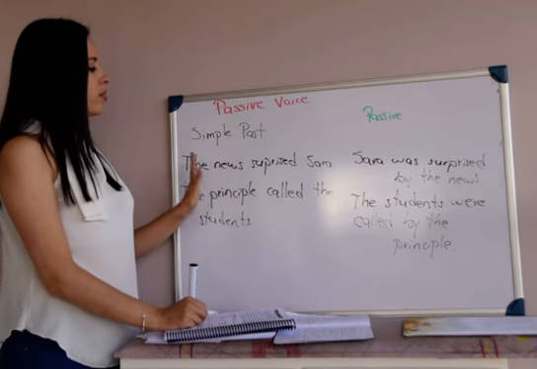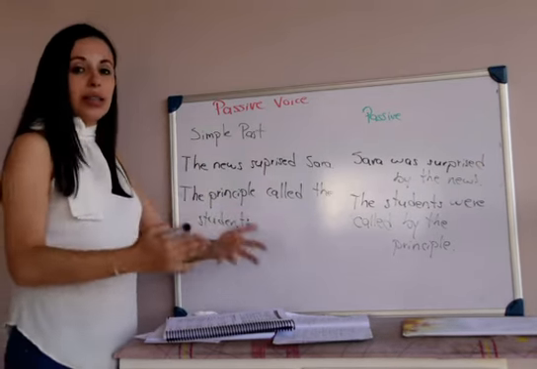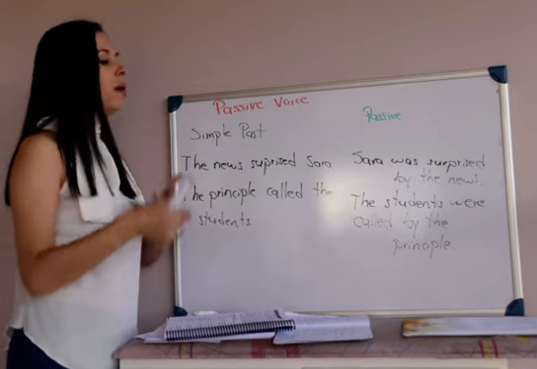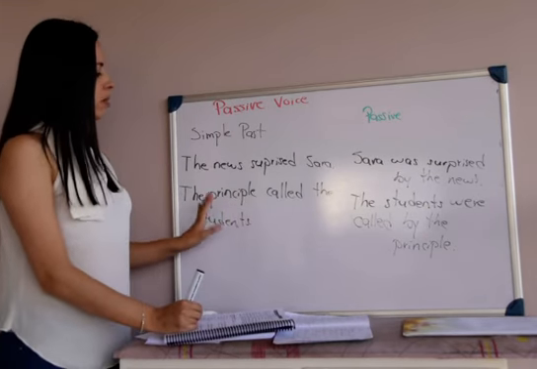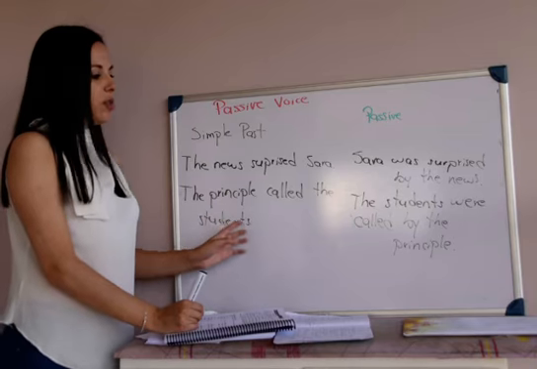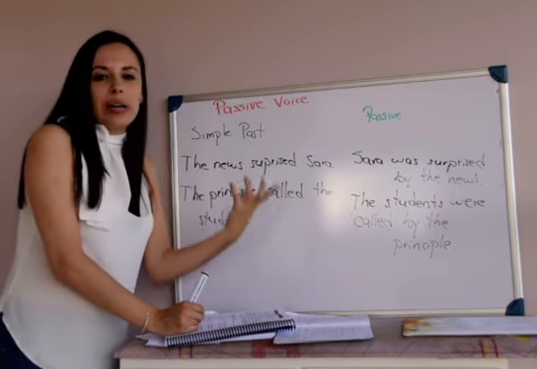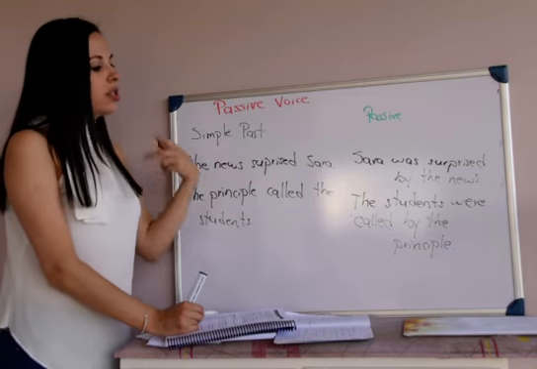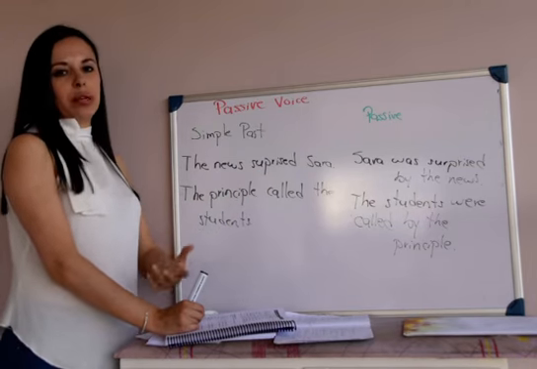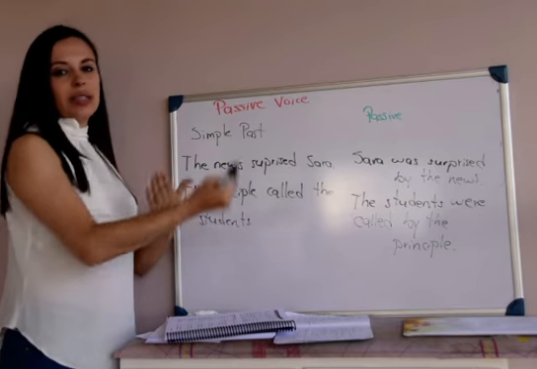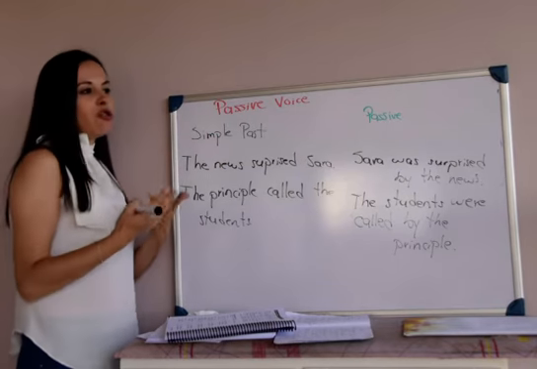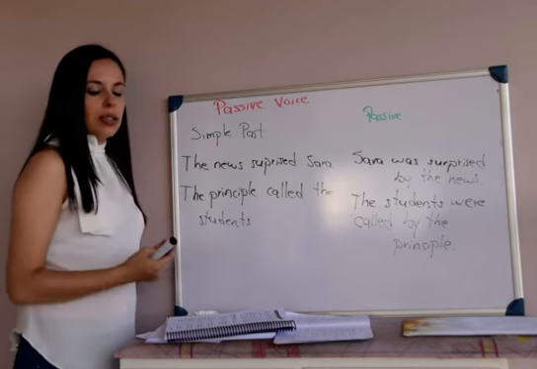Here, the news surprised Sarah, but in this case Sarah was the person surprised by whom? By the news. Here the principal was the person doing the action. In this case, we are emphasizing who the recipient of the action was. The students were the ones called by the principal. So we just change the order of the sentence and we also change the emphasis of the sentence.